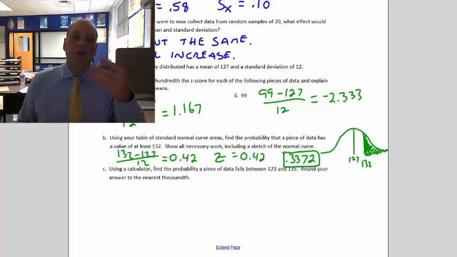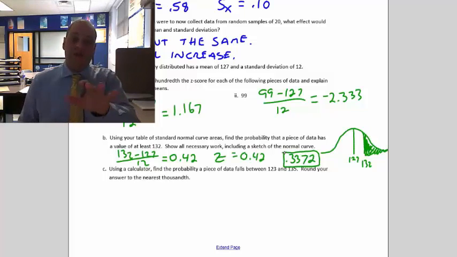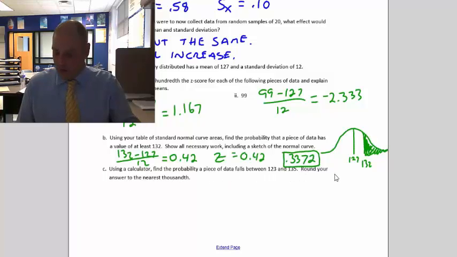Now on your calculator, you could do normal CDF and go 0.42, the z-score, to 9999999, and then 0.1 for your mean and deviation if you use the z-score. Okay? Using a calculator, find the probability it falls between 123 and 135.